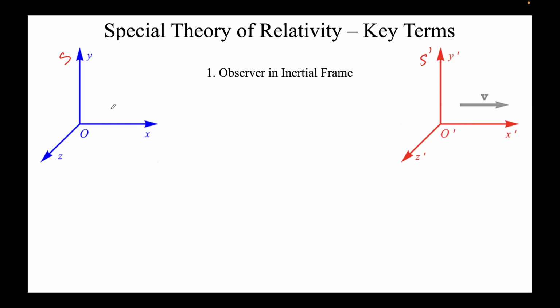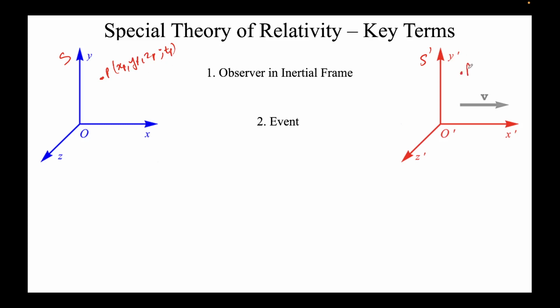So what do these observers do? They capture some events. So let's say there's an event P happening at some coordinates xp, yp, zp, and tp. This is what we call an event. An event can be anything, like bursting of a tire, clapping your hands, flashing of an LED. Anything and everything is an event.